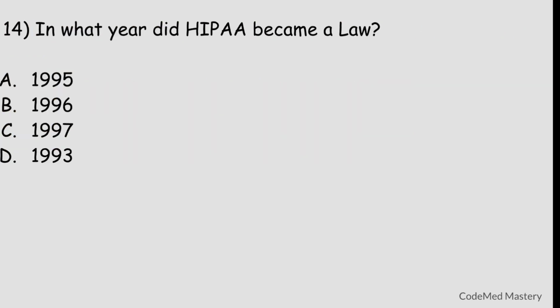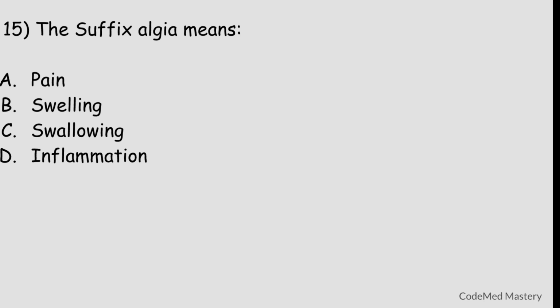In what year did HIPAA become a law? The right answer is option B, 1996. Next question. The suffix algia means option A, pain. Option B, swelling. Option C, swallowing. Option D, inflammation. The right answer is option A, pain.